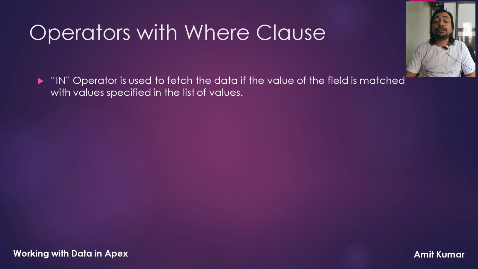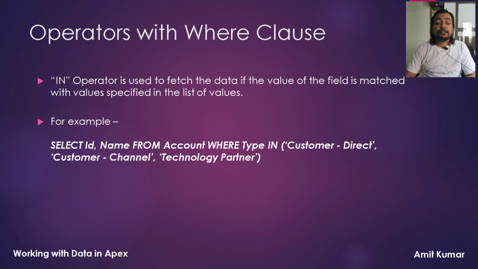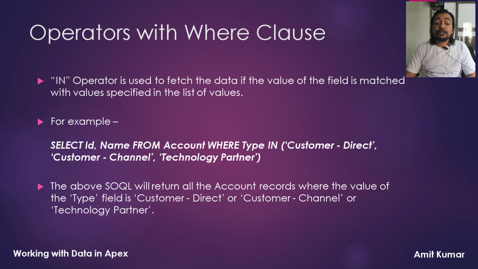IN operator is used to fetch the data if the value of the field matches with the values specified in the list of values. For example, select ID, name from account where type in customer direct, customer channel, technology partner. So the above SOQL query will return all the account records where the value of the type field is customer direct or customer channel or technology partner.